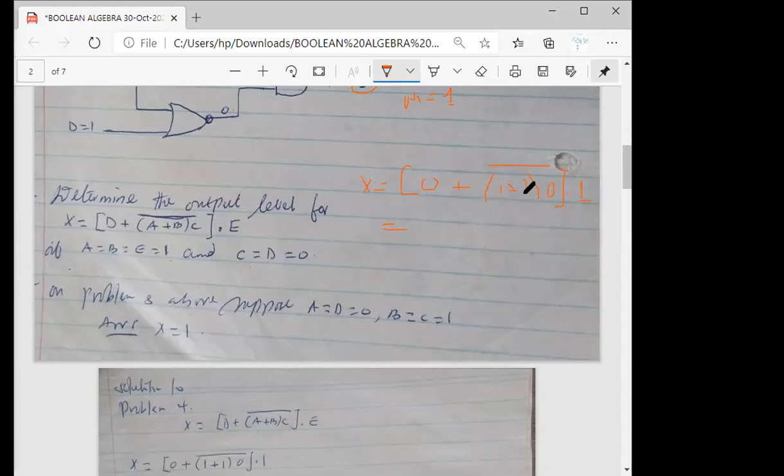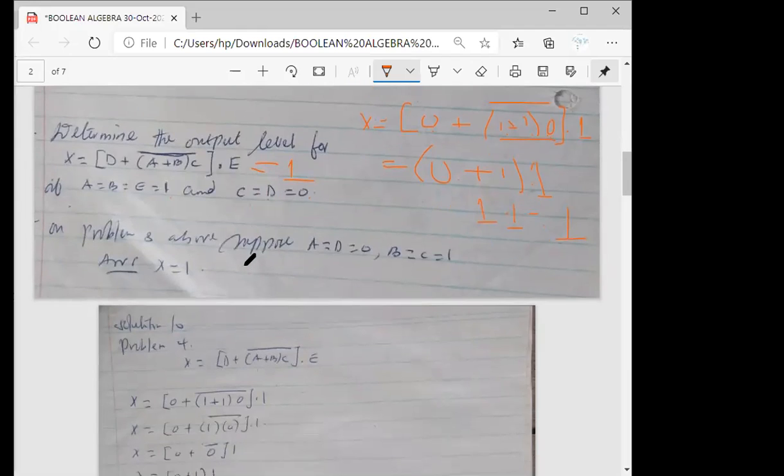We carry out 1 plus 1 is 1, 1 times 0 is 0, 0 complement is 1, so this becomes 0 plus 1 times what? 1, right? Times 1. This is 1 plus 0, then times 1. 1 plus 0 is 1, 1 times 1 is 1, so this is 1. So the output for this equation is 1. You simply put in the variables and check where there is a negation.